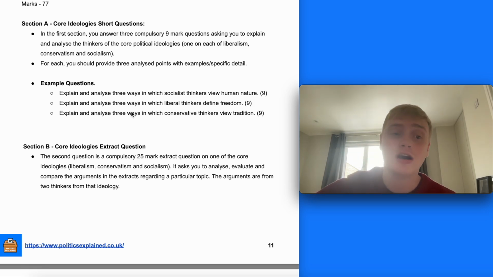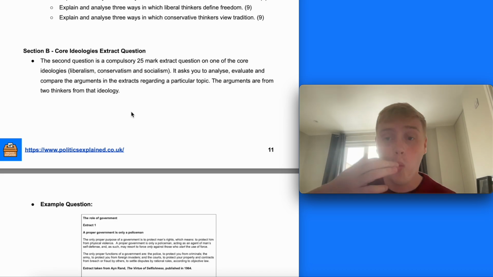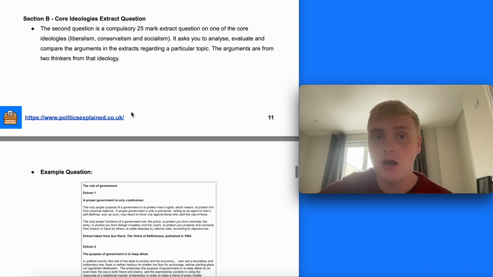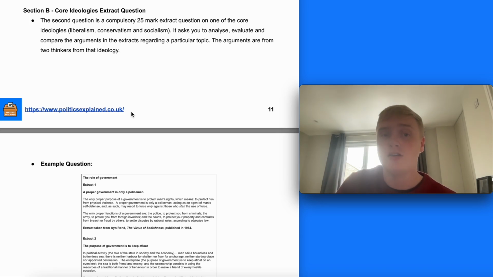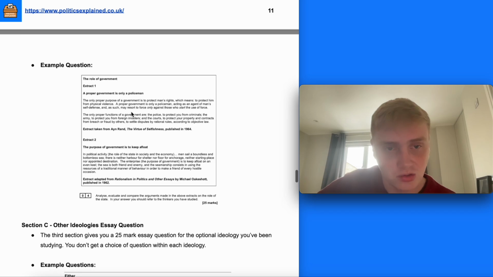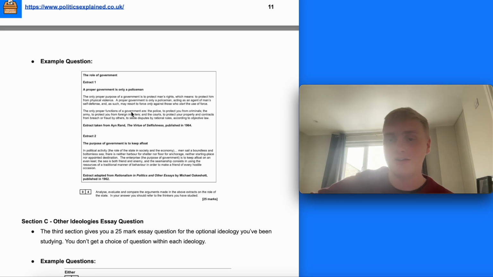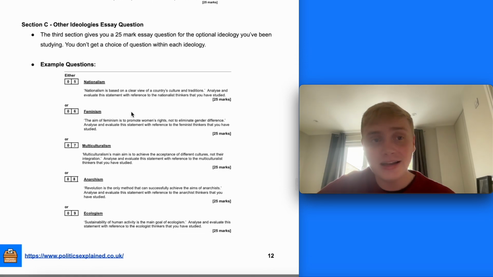You then have an extract question on core ideologies, so on 1 of liberalism, conservatism, or socialism. No choice here as well. It's going to ask you to analyse, evaluate and compare the arguments from 2 thinkers from that ideology. So you need to link it to the overall ideas of the ideology as well and bring in the different strands. And then finally, you bring in your non-core question.